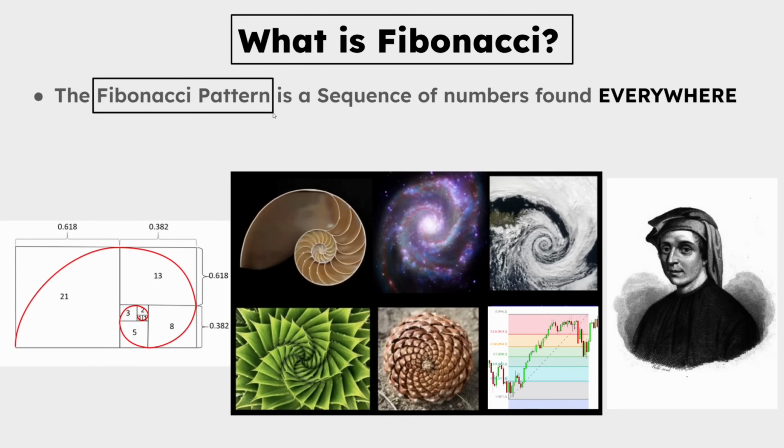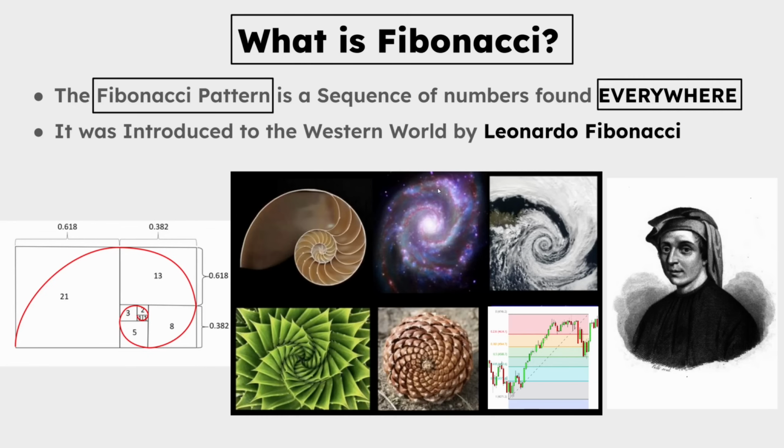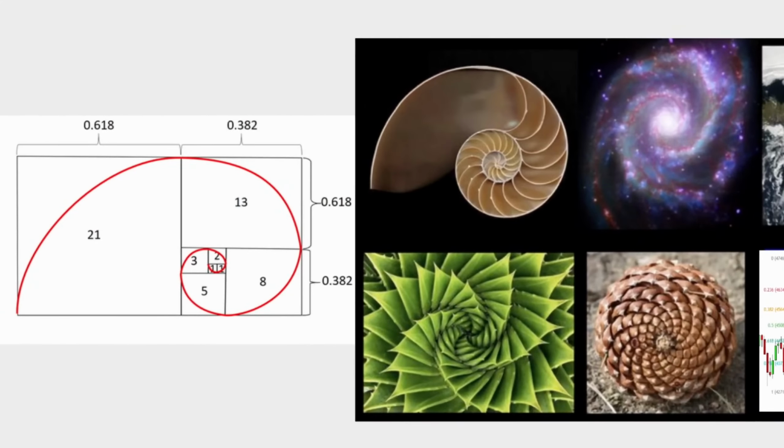Well, the Fibonacci pattern is a sequence of numbers that can be found everywhere. And the pattern was introduced to the Western world by Leonardo Fibonacci. And right here you can see an image of Fibonacci himself. But now, what is this sequence of numbers and why is it so important? Well, if you focus here on the image to the left, you will soon realize that the sequence is actually pretty simple. I hope you can see, but the first 2 numbers here are 1 and 1.